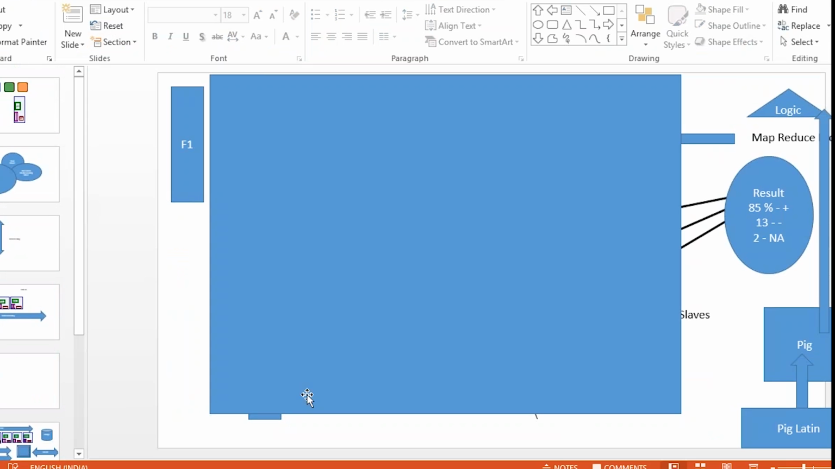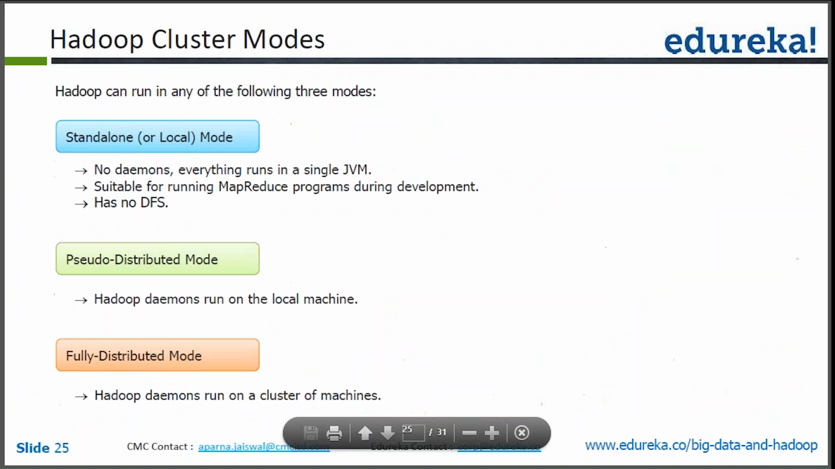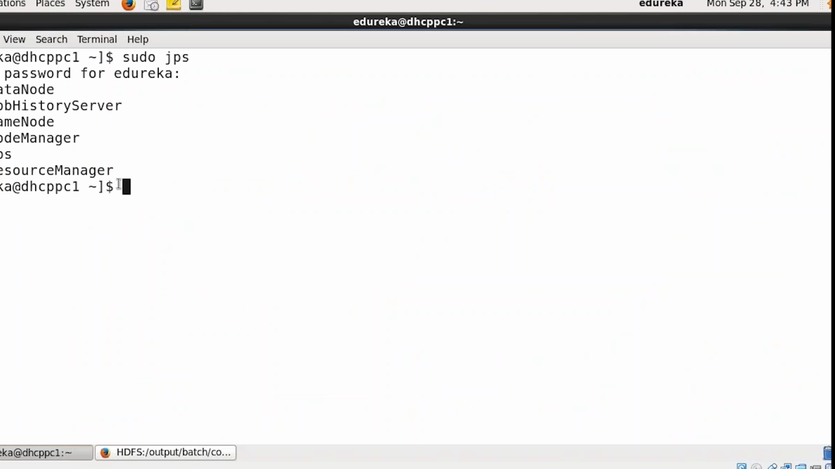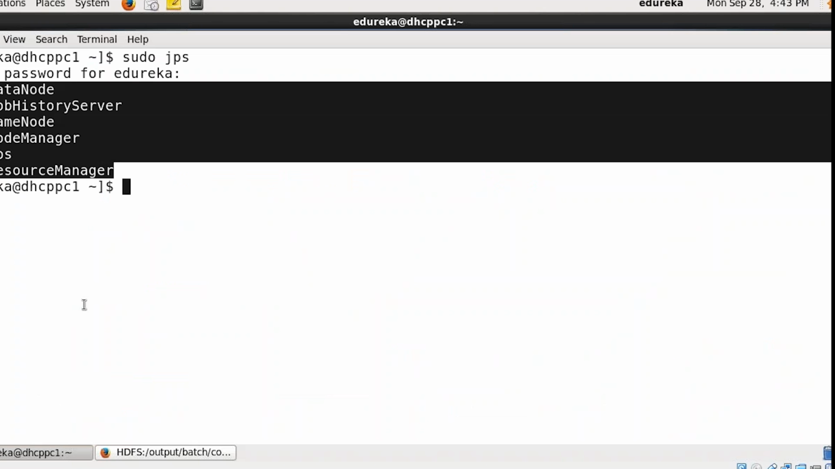Okay. More details on the standalone and pseudo distributed mode. In standalone mode, everything runs as a thread in a single JVM. You will not see the daemons. Daemon in the sense like it's a process, a continuously running process. In pseudo distributed mode, they all will be running as a process.